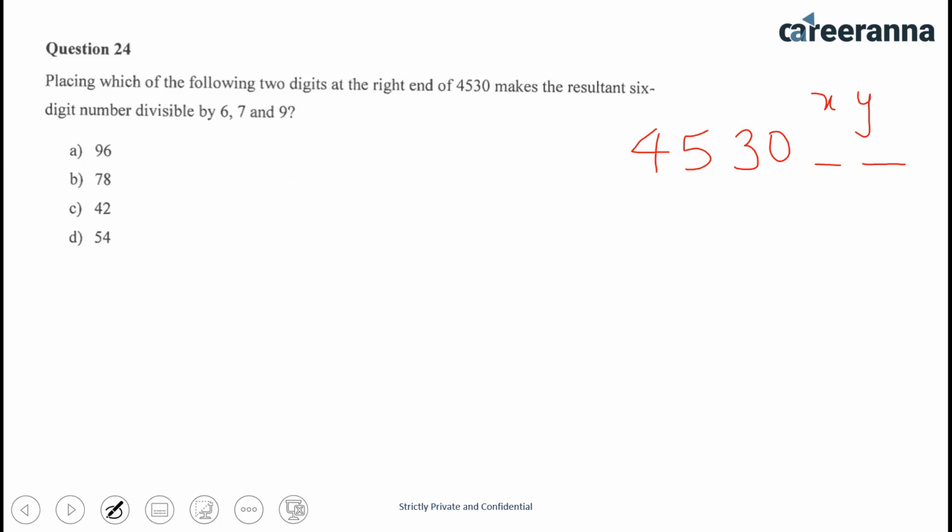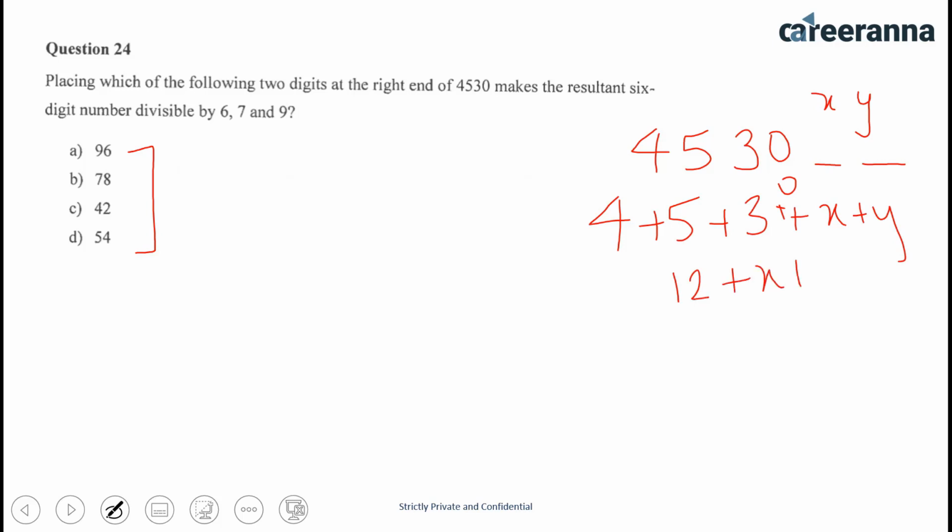So as we all know, for 9 especially, we need to have the sum of all the digits, and it should be divisible by 9. 6 consists of 2 and 3. So if you closely look at the options, all four options, 96, 78, 42, 54, all are even numbers only. So we don't have to take care about 2. So let's take the sum of all numbers like 4, 5, 3, 0, X plus Y. This will be equal to 12 plus X plus Y.